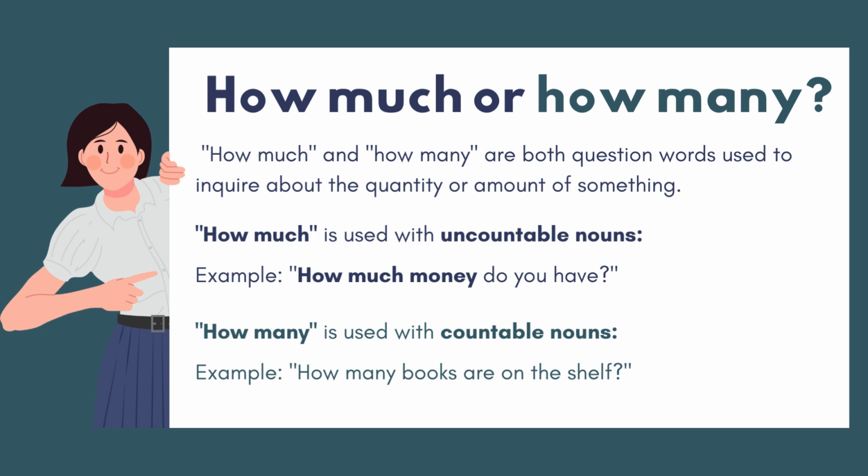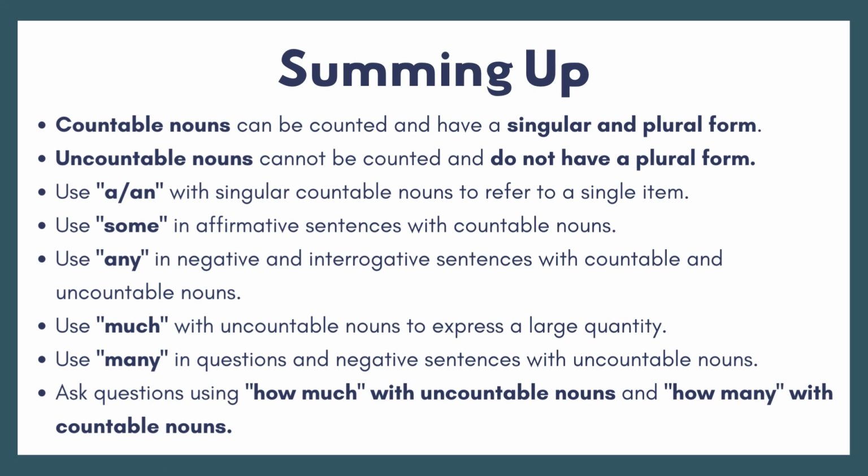Summing up. Countable nouns can be counted and have a singular and plural form. Uncountable nouns cannot be counted and do not have a plural form. Use a or an with singular countable nouns to refer to a single item. Use some in affirmative sentences with countable nouns. Use any in negative and interrogative sentences with countable and uncountable nouns.